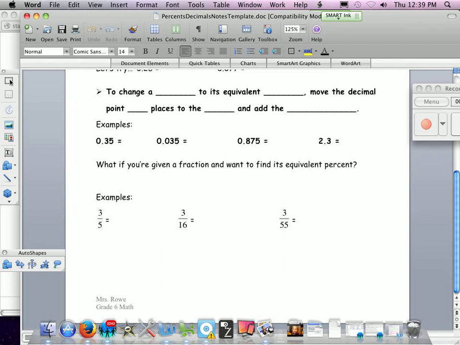So what if you're given a fraction and you want to find its equivalent percent? What should you do? You got a fraction, you want to turn it into percent. What should you do, ma'am? Well, you have to change the bottom number so it's like out of 100. If possible, just like last night's homework, it'd be great to turn that fraction into a fraction that has 100 as its denominator. Would you be able to do that with 3/16? No. Or 3/55? So that is going to be something we'll write down, but what's another strategy we can use?